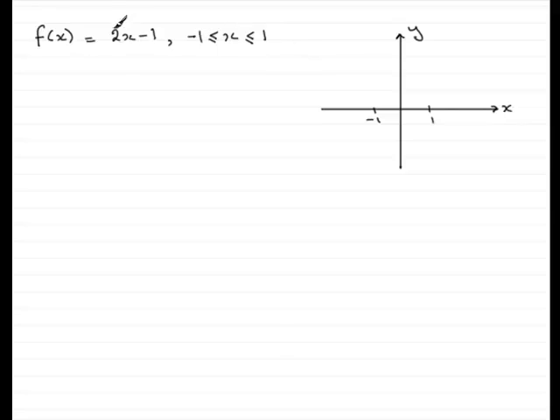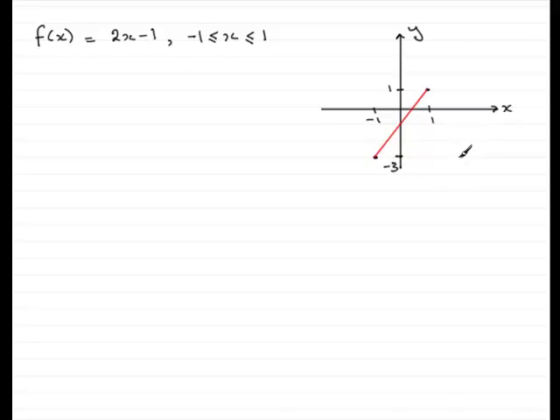When x is minus 1, we get minus 3. 2 times minus 1 is minus 2, minus 1 is minus 3. So we can imagine that this point down here is the point where x is minus 1 and where y is minus 3. When we go to 1 and we put it through here, 2 times 1 is 2, minus 1 is 1. So we get a point up here where on the y-axis the y value is 1. So if we were to draw that graph, it would look something like that.